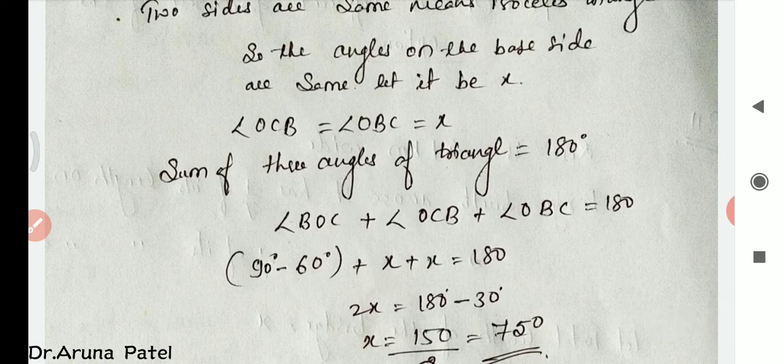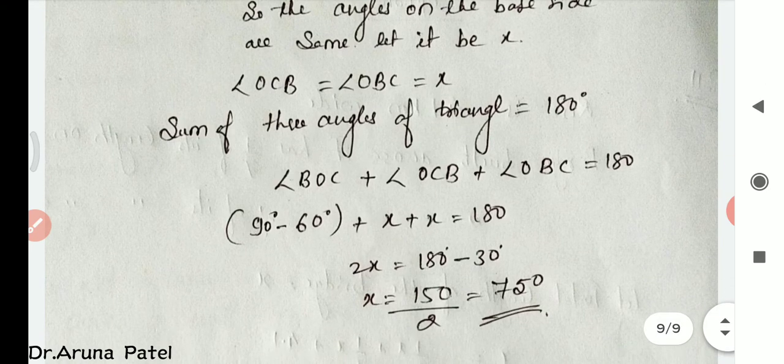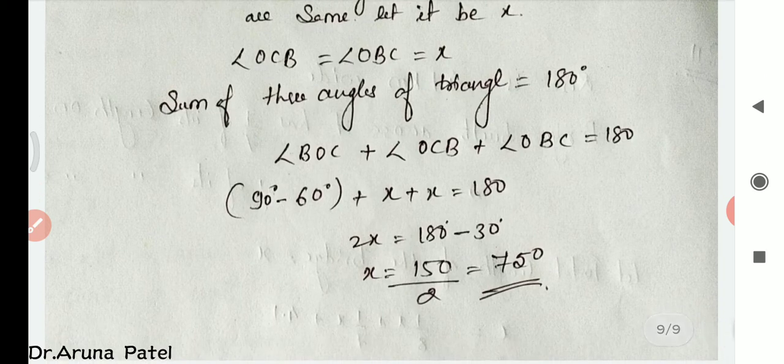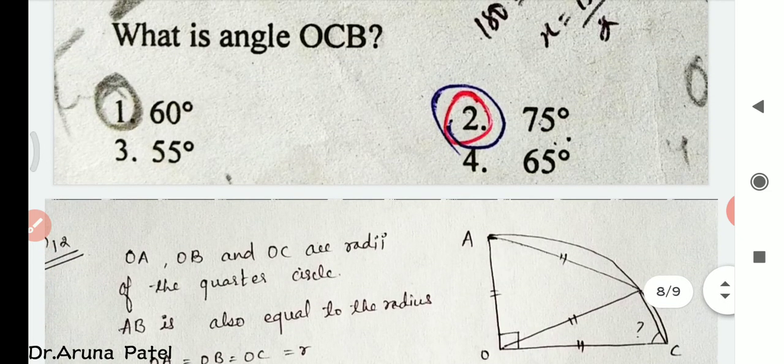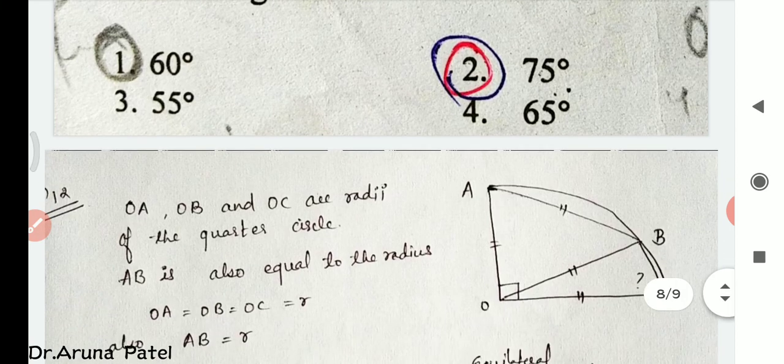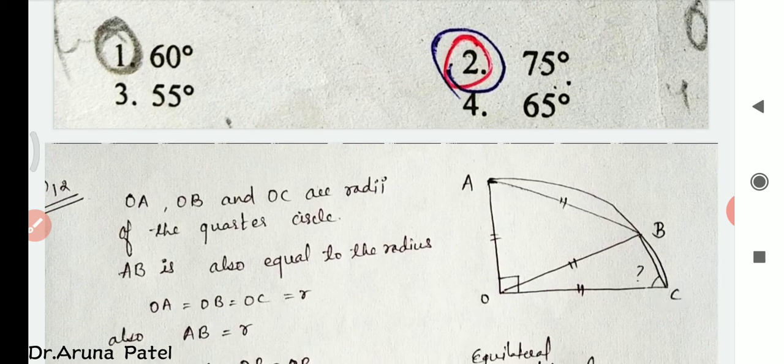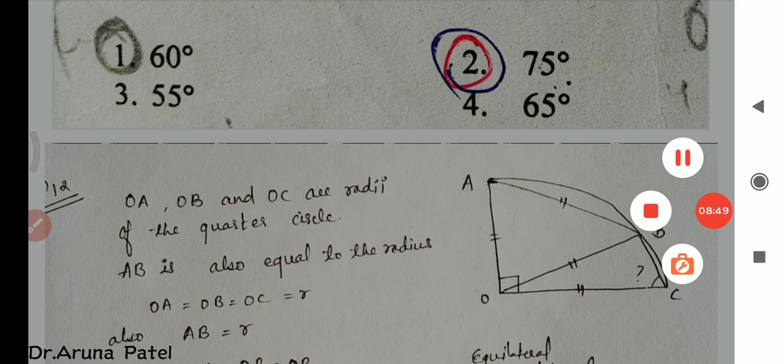So the sum of the three angles of the triangle equals 180 degrees. Now you know that angle BOC equals 90 minus 60, and angle OCB and OBC are x, x. So on putting the value, you get 2x is equal to 180 minus 30. On simplifying, x is equal to 150 by 2, which is equal to 75 degrees. The asked angle OCB equals 75 degrees, which is given in option number 2. So this one is the correct answer for this question.